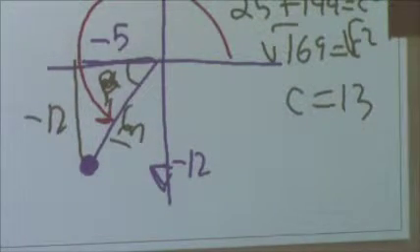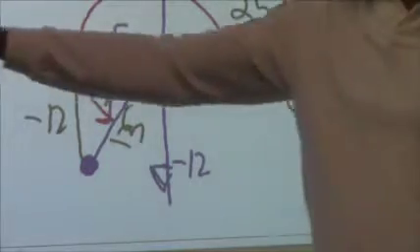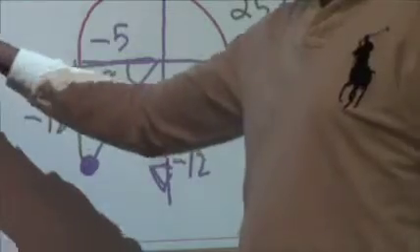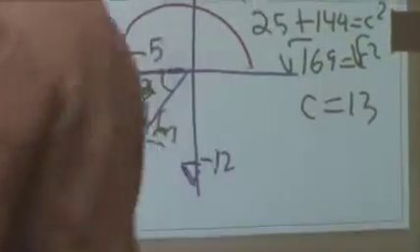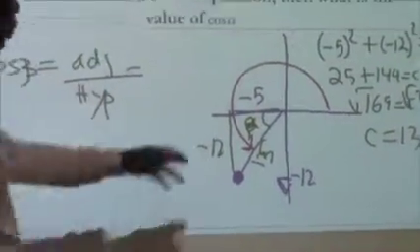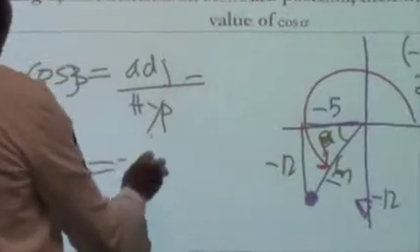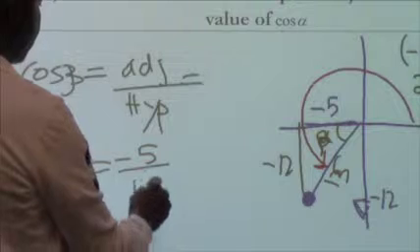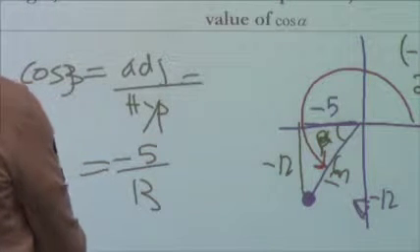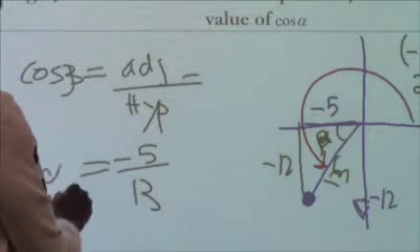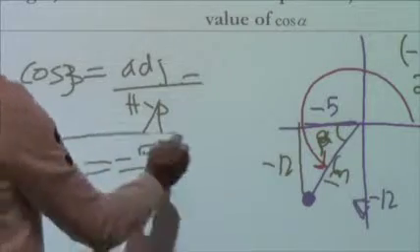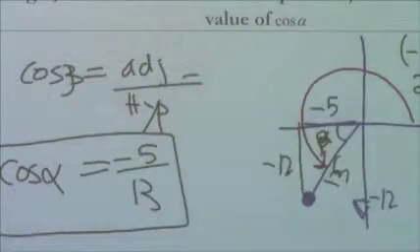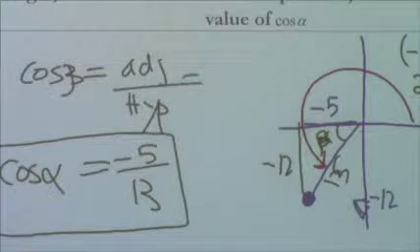So now to find my cosine, I'm going to use adjacent over hypotenuse. What's the adjacent of the angle? It's -5 over the hypotenuse, which is 13. So this is going to be basically my cosine alpha. Since it is in quadrant 3, the cosine is negative, I have that.